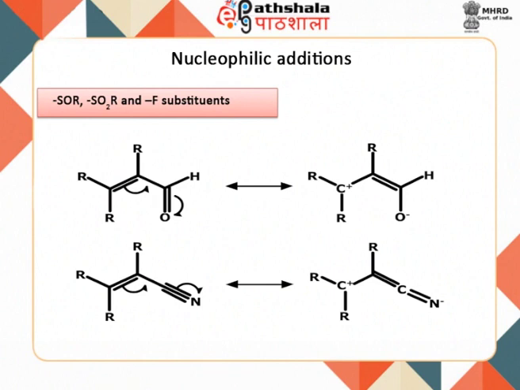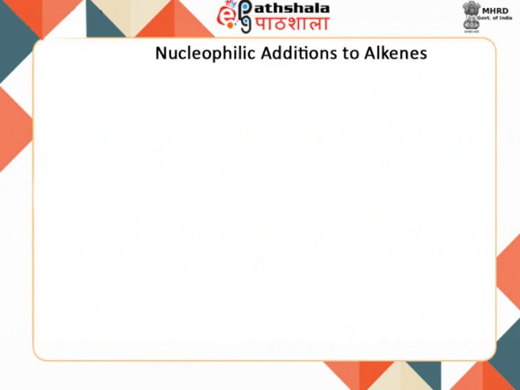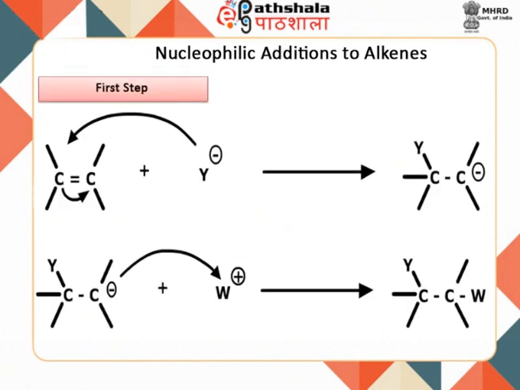Most groups conjugate with the alkene and render the alkene more electrophilic. For example, as shown here, the aldehyde and the cyanide groups are making one of the doubly bonded carbons bear a positive charge via resonance. Before knowing the particular cases, let us understand the general mechanism of nucleophilic additions to alkenes. In the first step, the nucleophile attacks the alkene double bond and adds to form a carbanion. In the second step, the carbanion combines with an electropositive species.